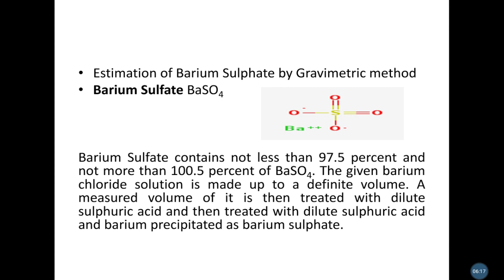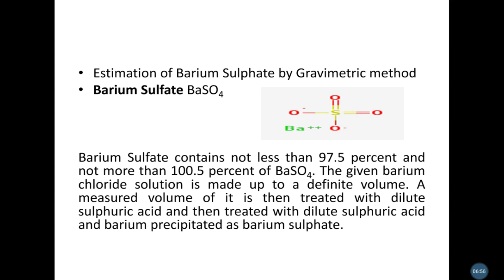For example, if you are dealing with barium sulfate precipitation by gravimetric analysis, this is a very simple technique in first year B.Pharm, and it may come in your final exam for 5 to 8 marks. But the expectation in the answer is the procedure, how the mechanism happens, and what the percentage of accuracy is. Now barium sulfate contains not less than 97.5 percent and not more than 100.5 percent of barium sulfate after gravimetric analysis.